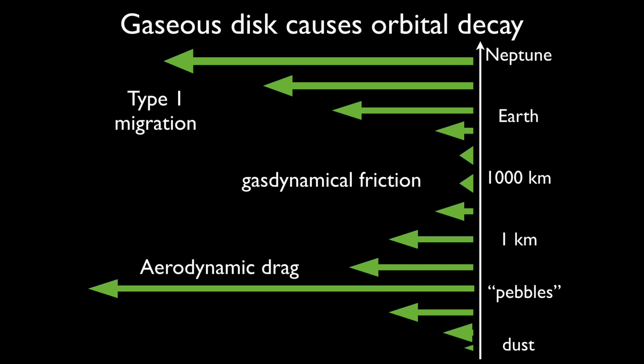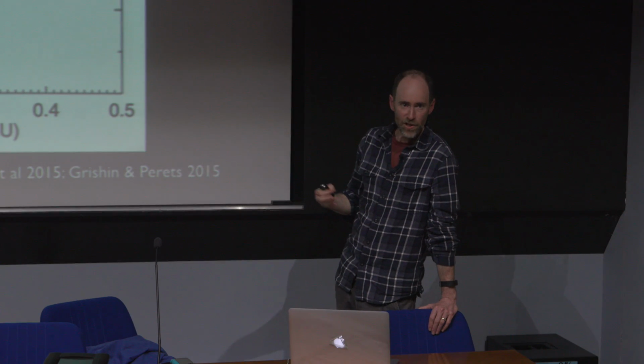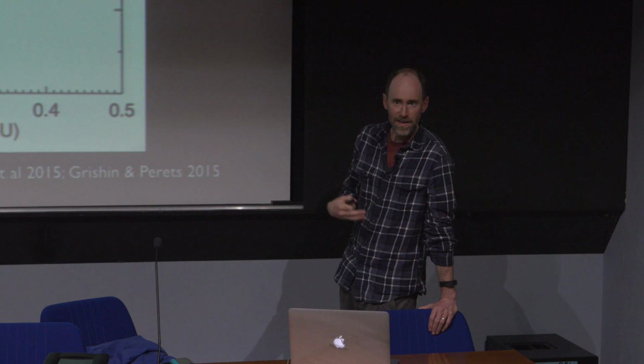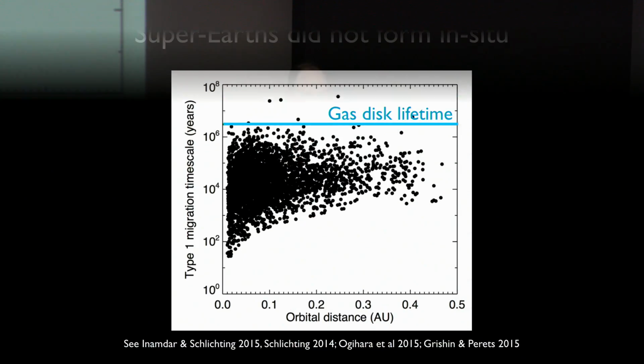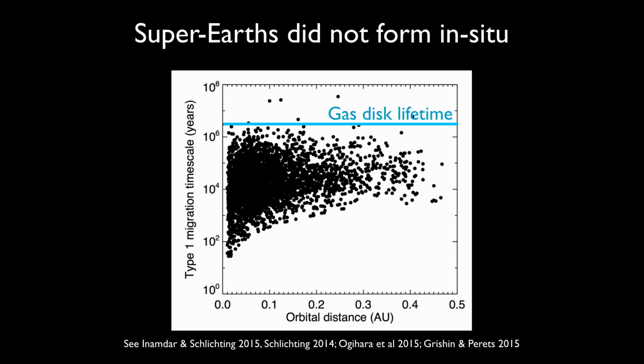So why does this matter? It matters because in this in situ model, you can calculate, if a given planet formed there and it formed fast, how fast it should be migrating. And how fast it should be migrating is shown here. This is just a time scale. Each of these is a given super-Earth planet that we know of.